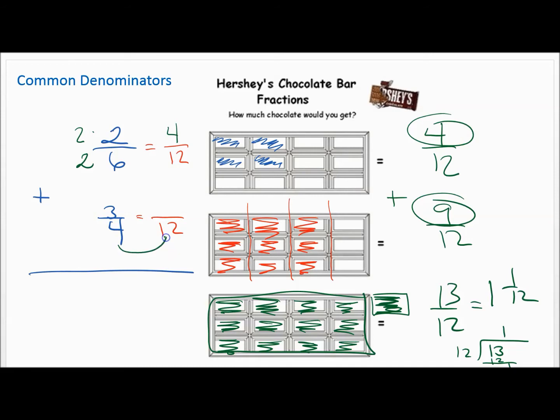Now, what did we multiply 4 times to get a 12? Well, 4 times 3 equals 12, right? So multiply 3 on the bottom and 3 on top, and 3 times 3 is 9. And then finally, 4 plus 9 gives me the 13 12ths.